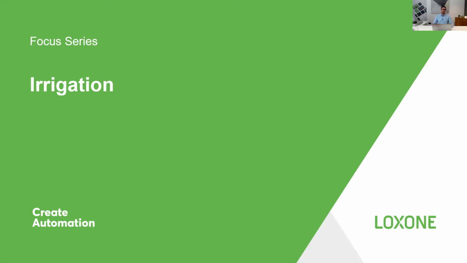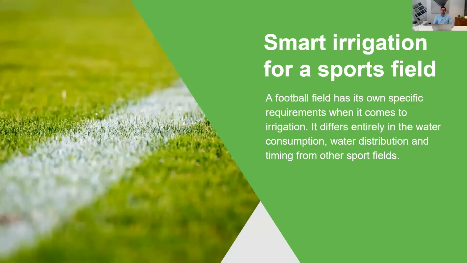So we're looking at a particular problem to solve, and that is irrigation. Now, irrigation can come in many forms. It could be watering your rose bed in your garden. It can be agricultural irrigation for things like polytunnels with fruit and veg growing. And it can also be irrigation of sports pitches. And so in my particular scenario today, we're going to look at irrigation of a sports field.